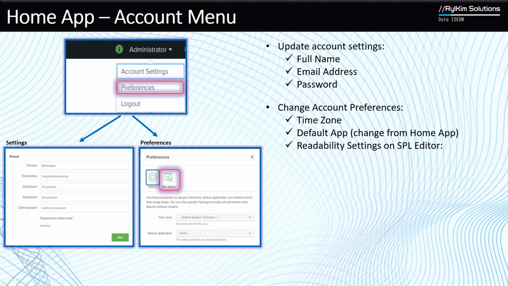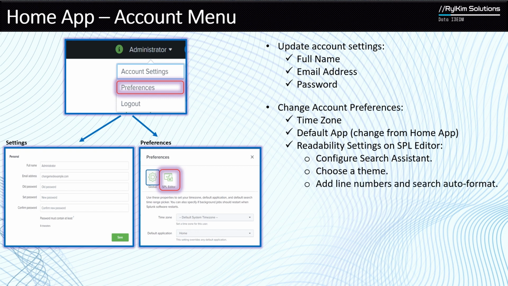And then there are readability settings for the SPL editor. SPL is Splunk Search Processing Language, which we're going to see at some point. So if you want the readability to be improved, you can use this menu to change it. You can configure a search assistant that gives you guidance on how to write searches. And then you can choose a theme for your search bar as well. Under that, you can also do configurations that will add line numbers on your search query as you write it, or auto format your search so that you have each portion of your search on a different line.